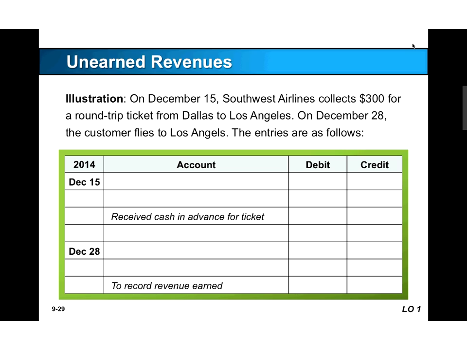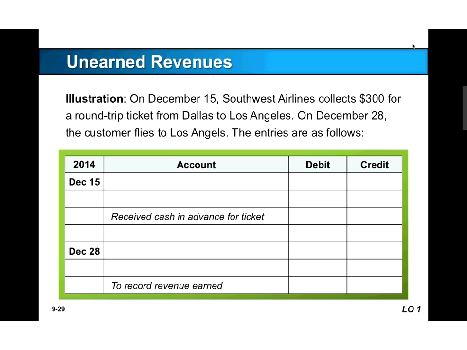Okay, so let's go through. December 15th, let's say Southwest Airlines collects $300 for a round-trip ticket from Dallas to LA. So this is December 15th. They sell this $300 ticket. And on December 28th, the customer flies to Los Angeles.